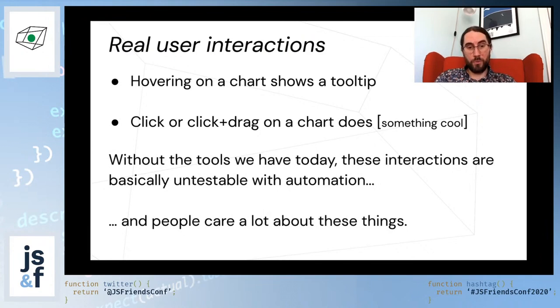So without the tools that we've been talking about, without Cypress, without Happo, it's basically untestable, these two things. Hovering on a chart shows a tooltip. How are you going to test that? I guess you could test it with Selenium, with a bunch of selector things and all that, but that's really the only way that comes to mind for me.